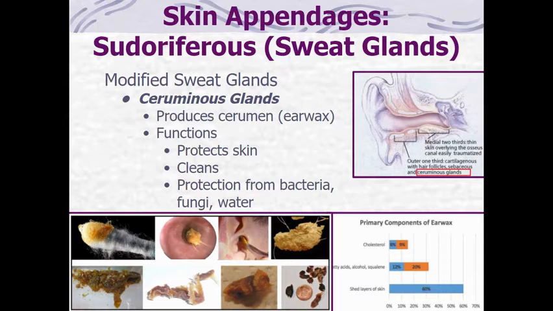Functions are to protect our skin. The skin inside your ear is very delicate, so it's helping to protect that. It cleans because things can get trapped in that cerumen, and it protects from bacteria, fungus, and water. So you can see there's lots of different types of earwax, lots of different compositions of earwax. So that's one modified sweat gland.